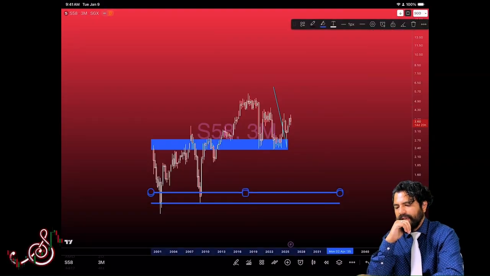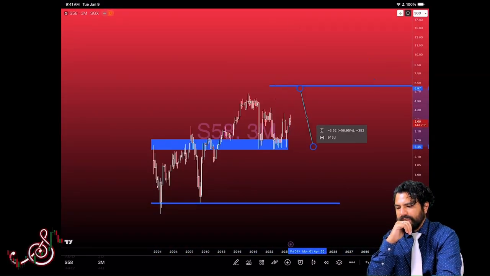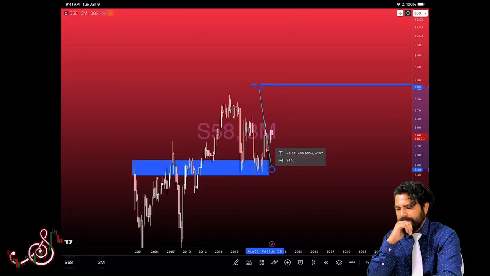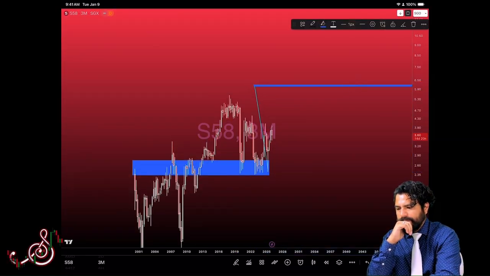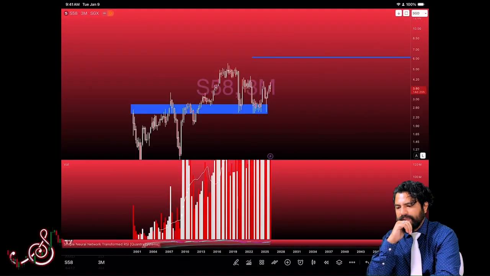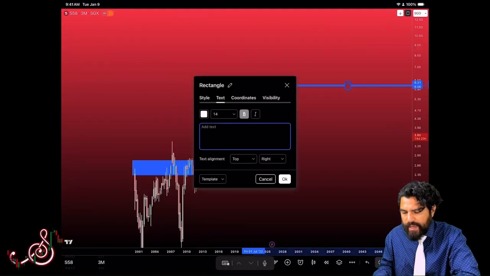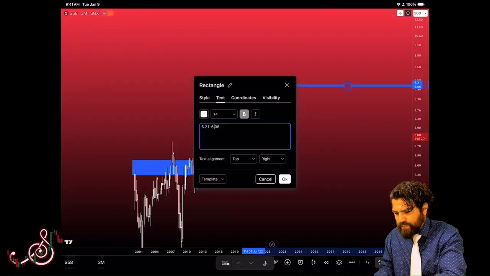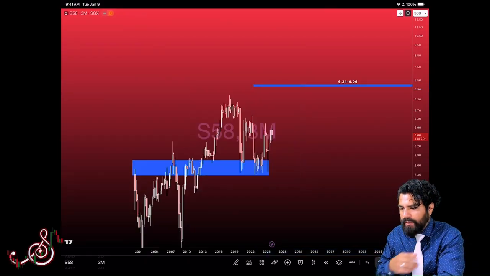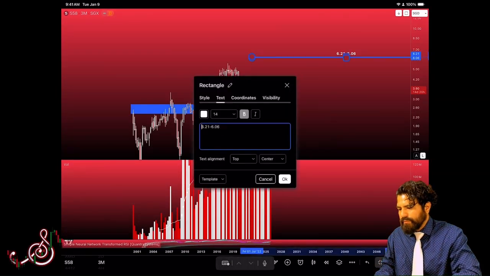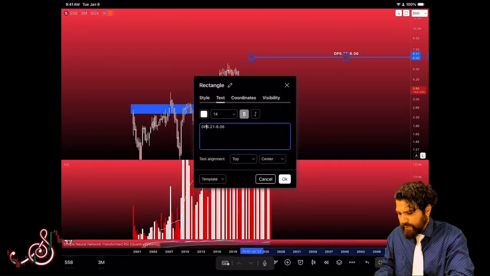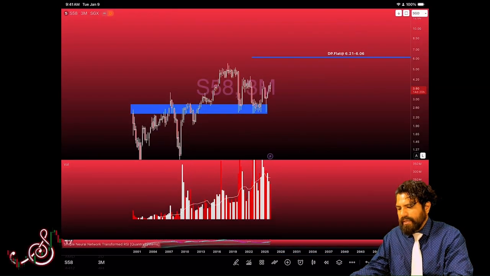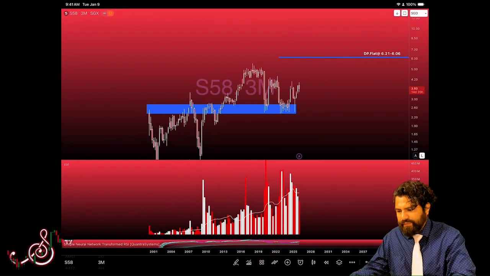And then we're going to duplicate the flat on the top at the top oscillation, and that's going to highlight a number for us. For us, this is going to be somewhere at $6.21 to $6.06. And we can label it DP flat. And then we're definitely going to look at something in the volume here.